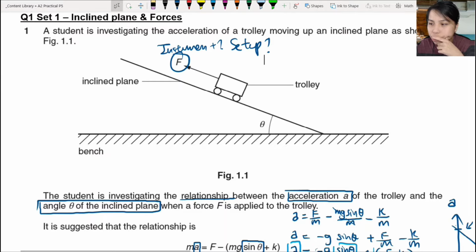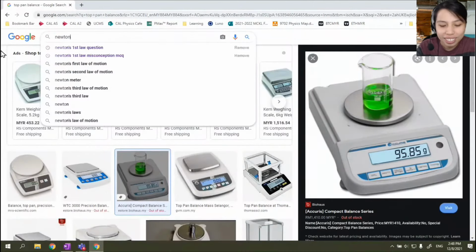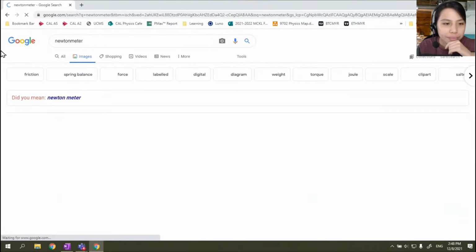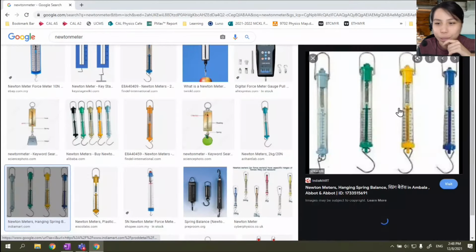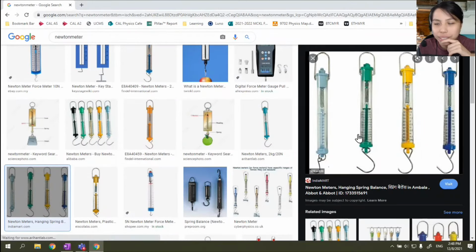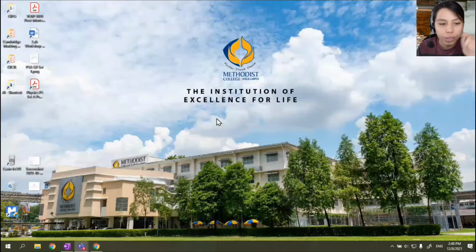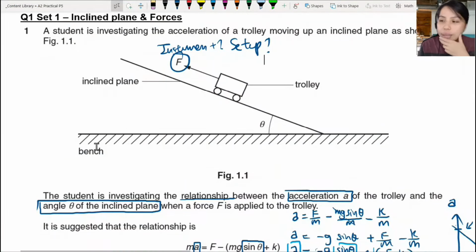Newton meter? Okay. We have not used a Newton meter before. We can Google it. Newton meter. This thing. You hook it there and then you pull, then you see the Newton. This is called a Newton meter. Any term you're not familiar with, Google straight away. Okay, we can use a Newton meter.